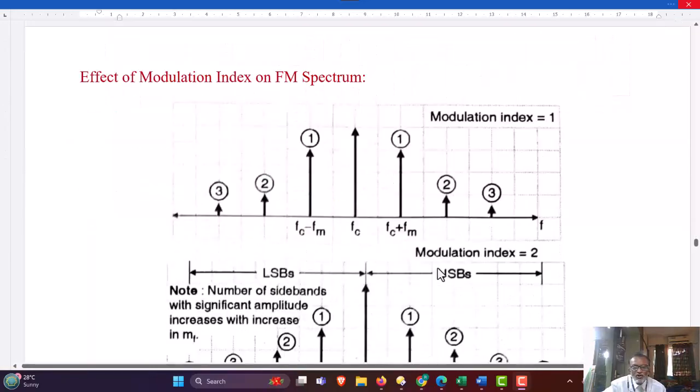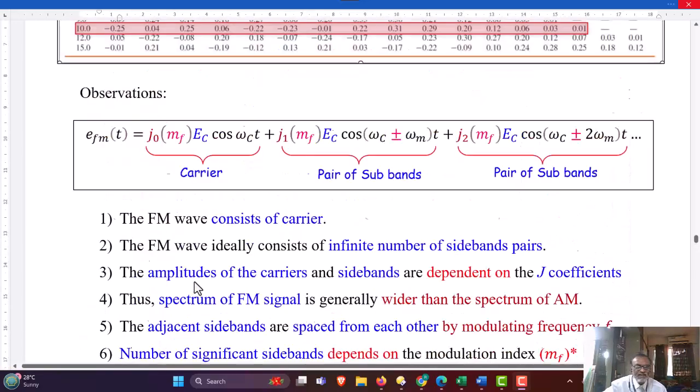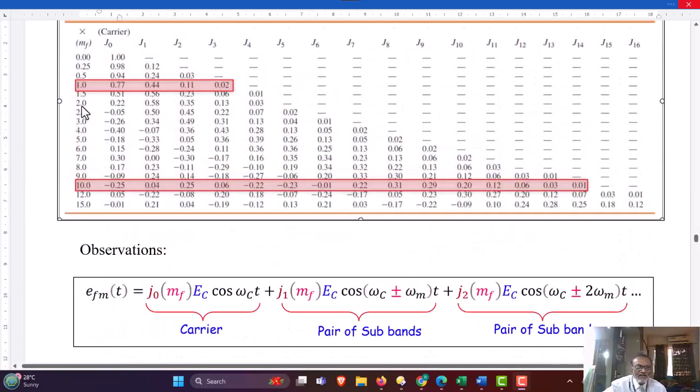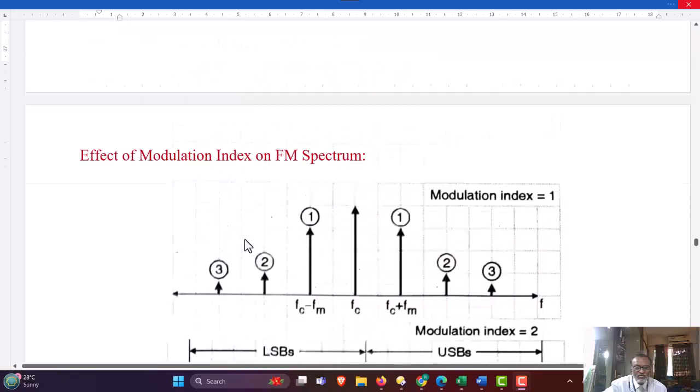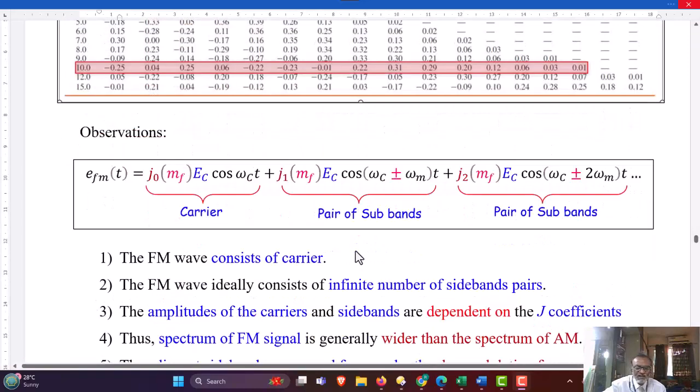Whereas when the modulation index is 2, you will see there are four upper sidebands and four lower sidebands. Means there are four pairs of sidebands. See here in the table again, when MF is 2, there are 1, 2, 3, 4 and 5. Means carrier is 1 and 4 sidebands. And other upper sidebands have not significant amplitude, therefore ignored. So, what we observe from this Bessel coefficient table is that when modulation index is increasing, the number of sidebands present in the spectrum is increasing exponentially.